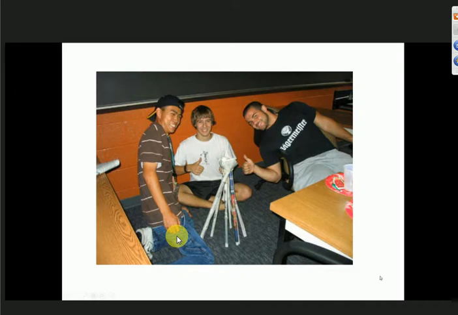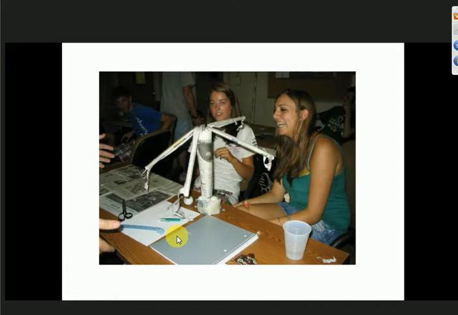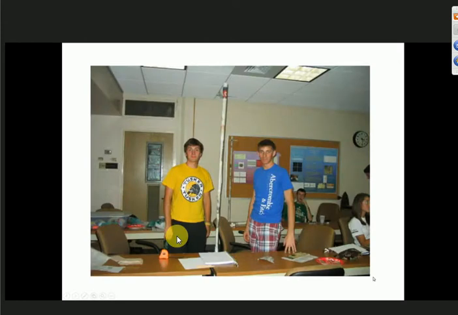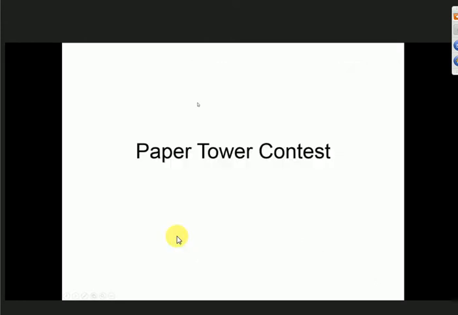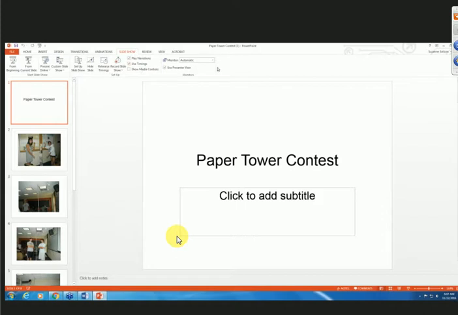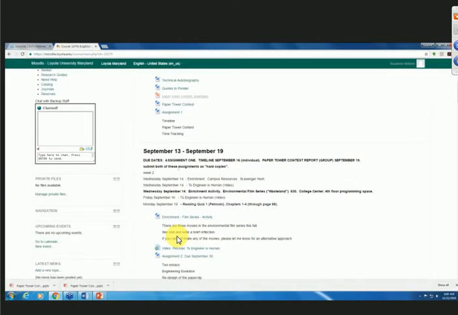Also, I have them compete in different categories. Some of the categories are to hold the most golf balls possible, or to be the tallest. You certainly saw some that were pretty tall. Or to be the most aesthetically pleasing. And in that case, we can get into talking about things like the relationship of engineering to architecture.